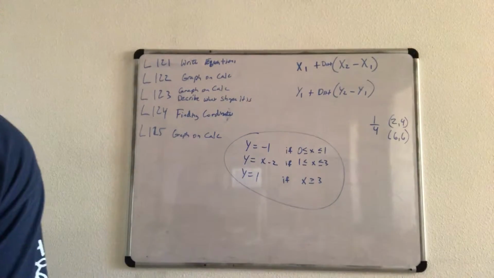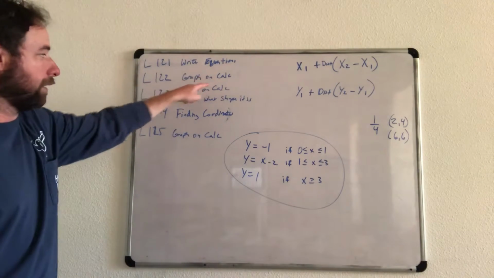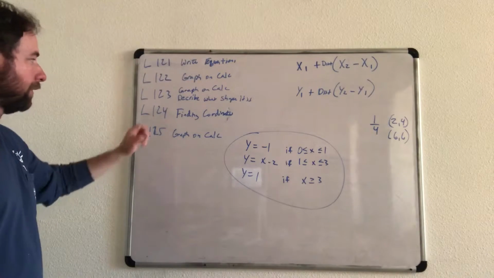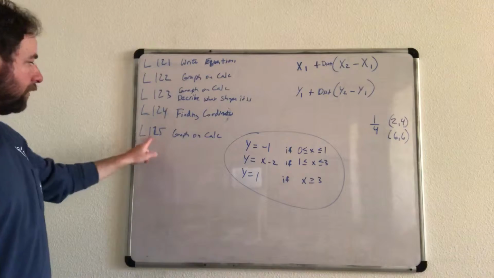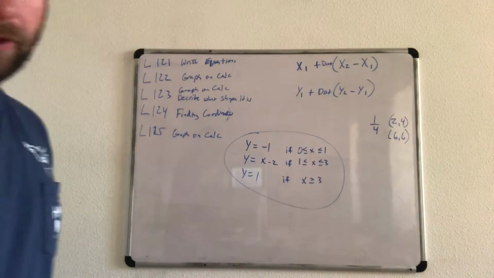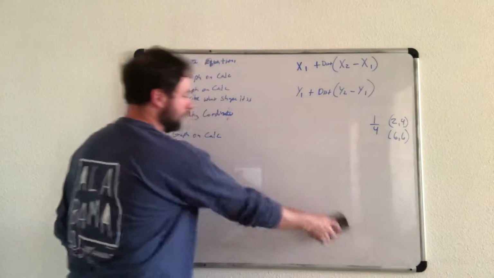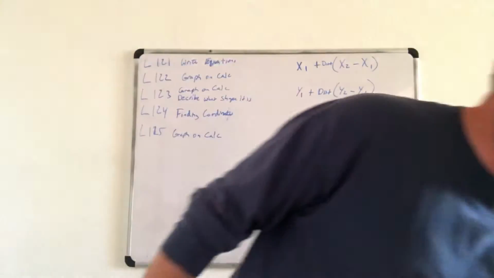So that's all that lesson 122 and 123 are, just graphing on your calculator. They're going to give you an equation, press graph, put it in the graphing thing, the y equals. 124 is finding coordinates. That's the one we're going to end with. Lesson 125, same thing, graphing on a calculator. So you can just look at that. It's a lot of graphing. So we're going to work on that in class.